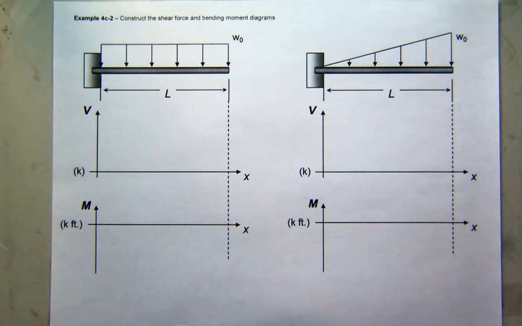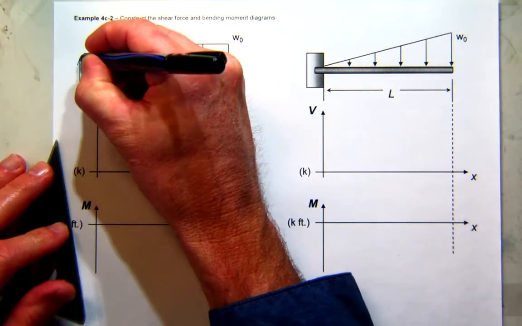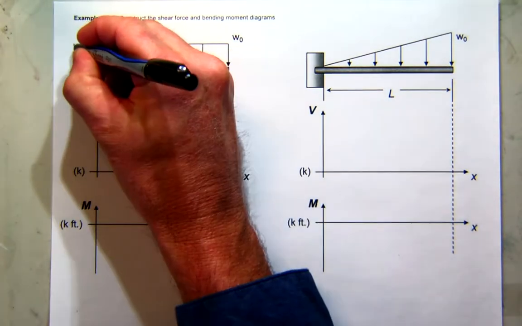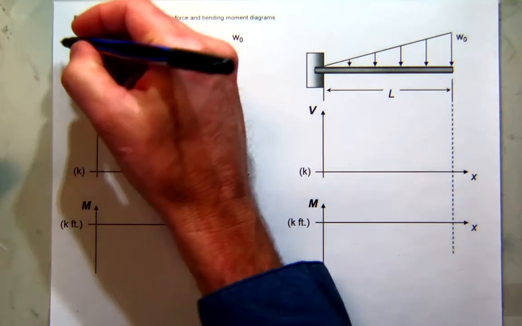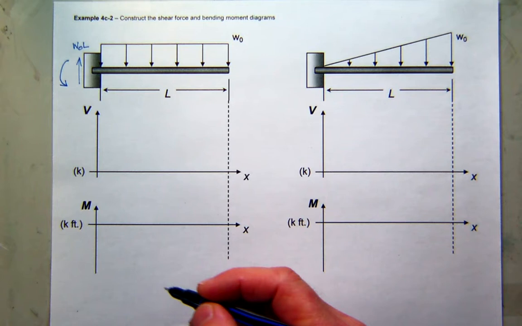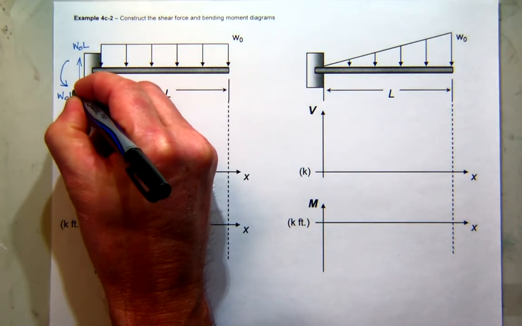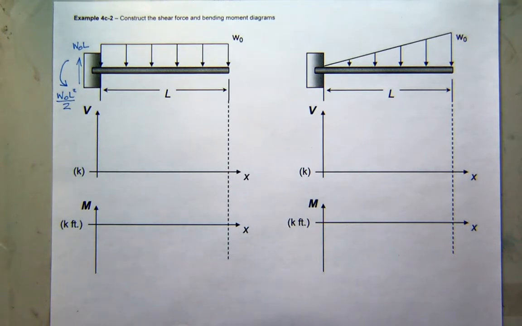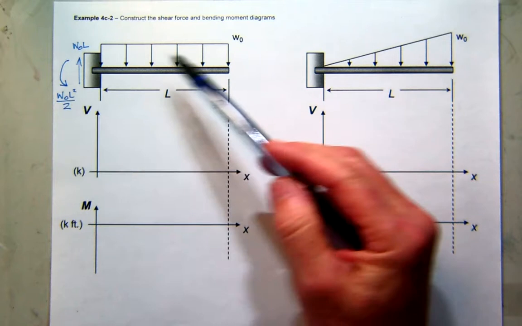Again, just to get this process started, I'm going to tell you that the resulting reaction force is up and equal to the area under that, which is W naught L, and that the resulting moment is in this direction and is going to be W naught L squared over 2. I'm sure if I gave you a minute or two, you'd be able to come up with those values from this loading.